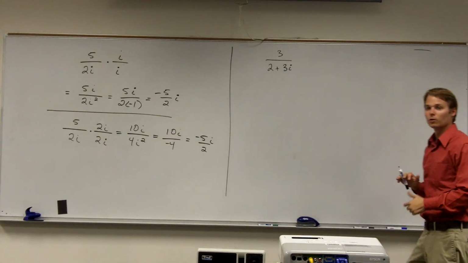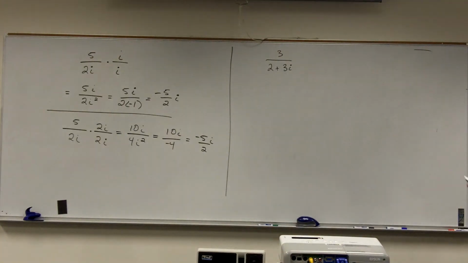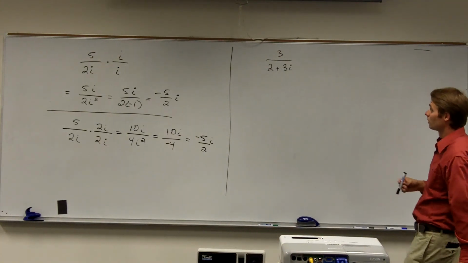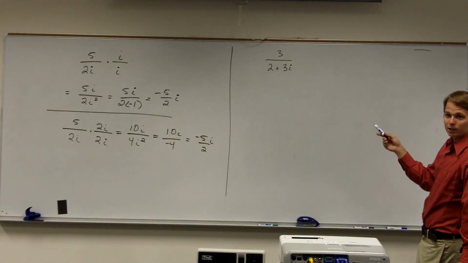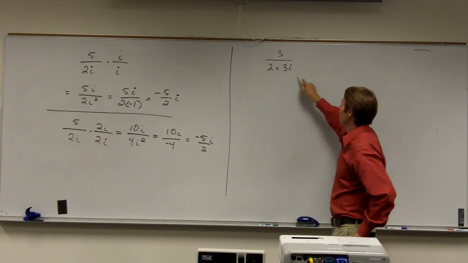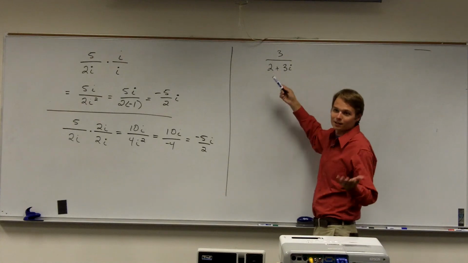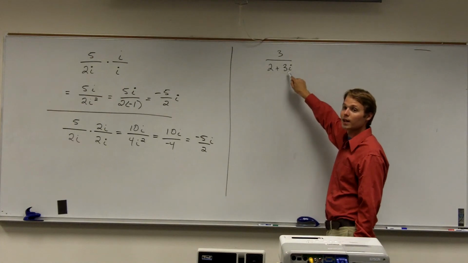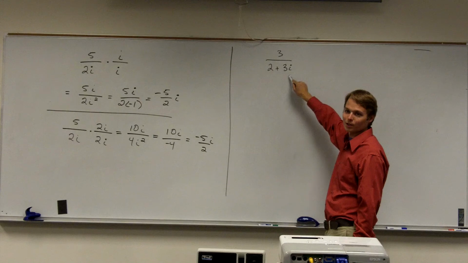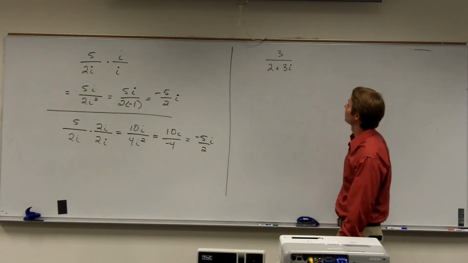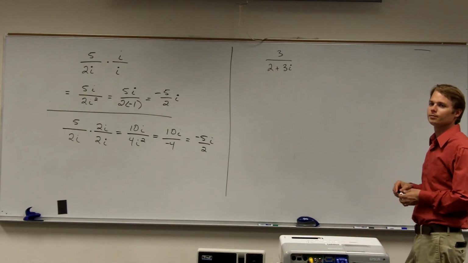Something like this, 3 over 2 plus 3i. In this case, I can't multiply just by 3i, right? Because I'll have to distribute that out, and I'm going to get a 6i. It doesn't help me. The 3i times 3i would be nice. It would be 9i squared, which is negative 9. But I'll still end up with a 6i here. So, do you have any ideas on that one?